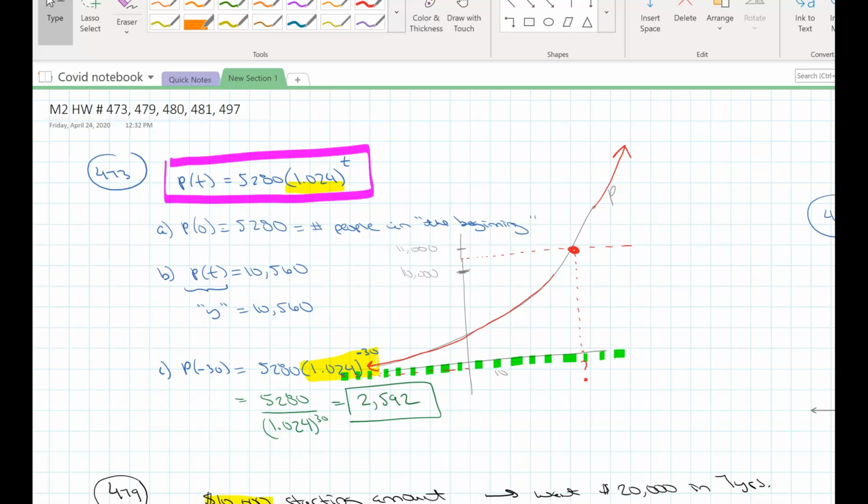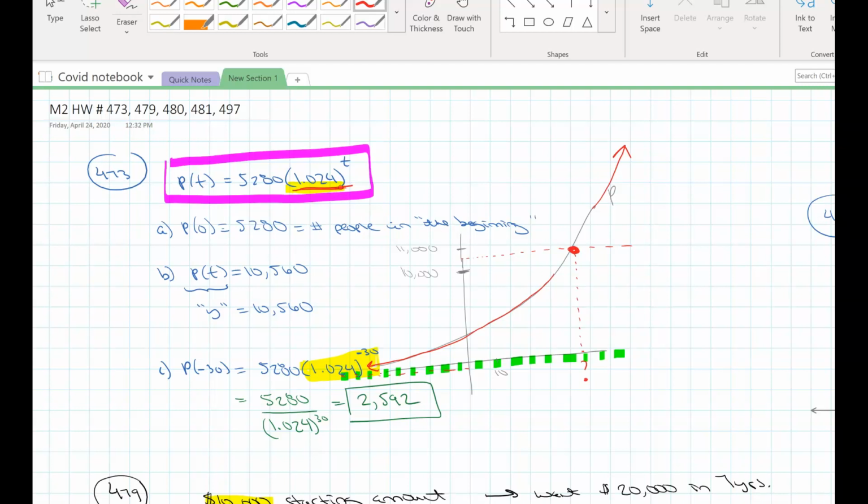Okay, so here's 473. This question just gave you this equation here, and then it had various questions about it, right? And so this is more of a question of you interpreting the significance of the various numbers here in this exponential growth function, growth because that base is bigger than 1, okay?